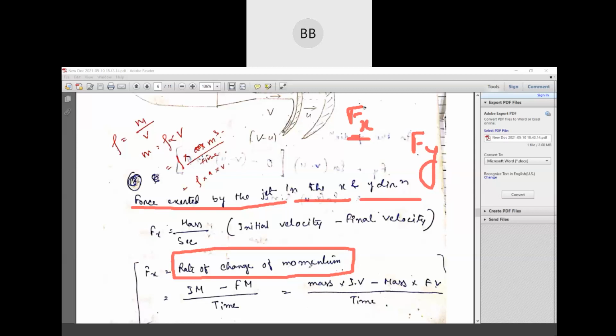So what does it mean, rate of change of momentum? Momentum is, we all know, mass into velocity. So initial momentum minus final momentum is the change in momentum. And when we say rate of change of momentum, that means we have to divide by time. Initial momentum minus final momentum divided by time is nothing but your rate of change of momentum.